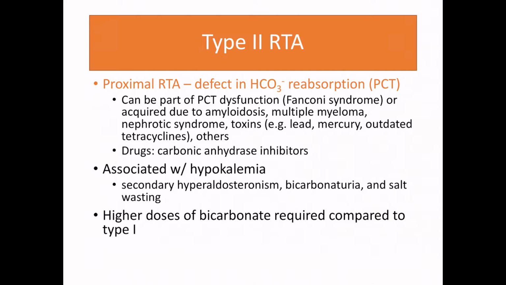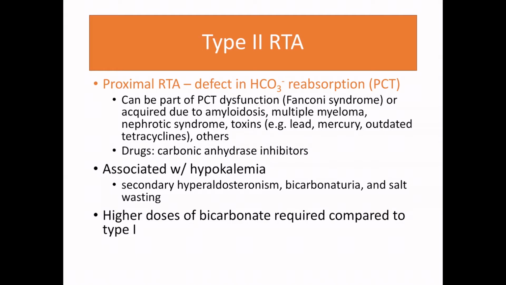So this is proximal renal tubular acidosis, and this is a defect in bicarbonate reabsorption in the proximal tubule. Type 1 is in the distal, type 2 is in the proximal tubule. And this can be a part of other types of proximal tubular dysfunction. Fanconi syndrome is a very rare but serious side effect to some HIV medications that causes your proton pumps to just turn around and start, instead of excreting acid, to retain acid. It also can be due to multiple myeloma, nephrotic syndrome, or even toxins such as lead, mercury, or tetracyclines.